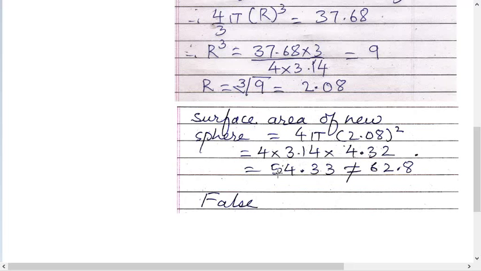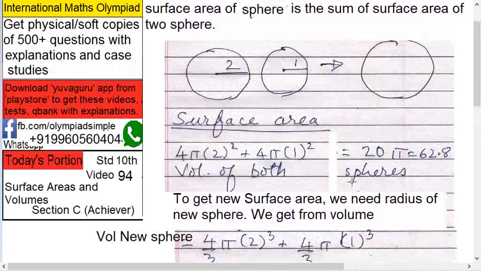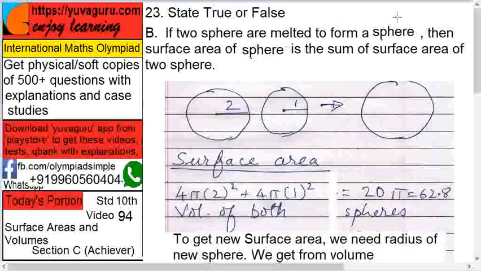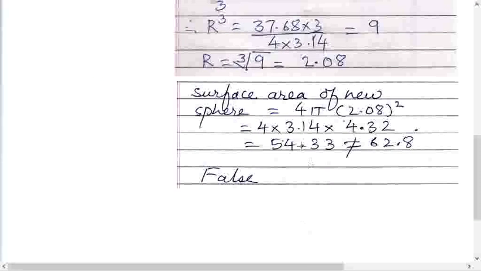So new surface area is what? 54.3. What was the original surface area? 62.8. So what is the question given? The sum of surface areas of the two spheres means the addition of these two, 62.8, is the same as the new 54.3. So that is wrong. So that's why it is false.